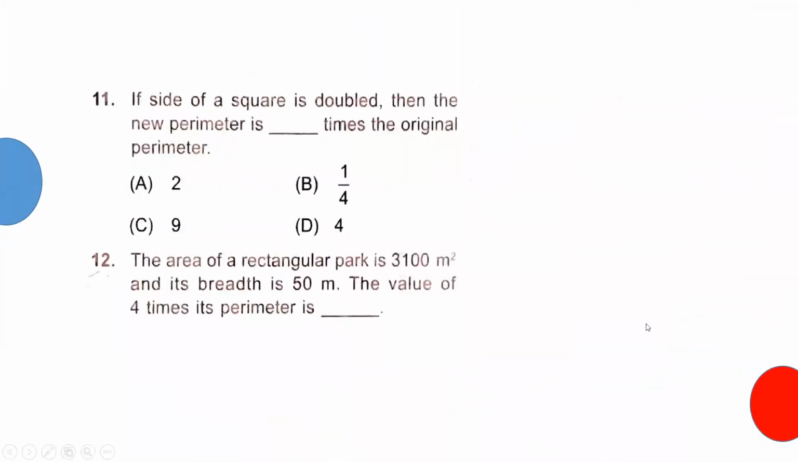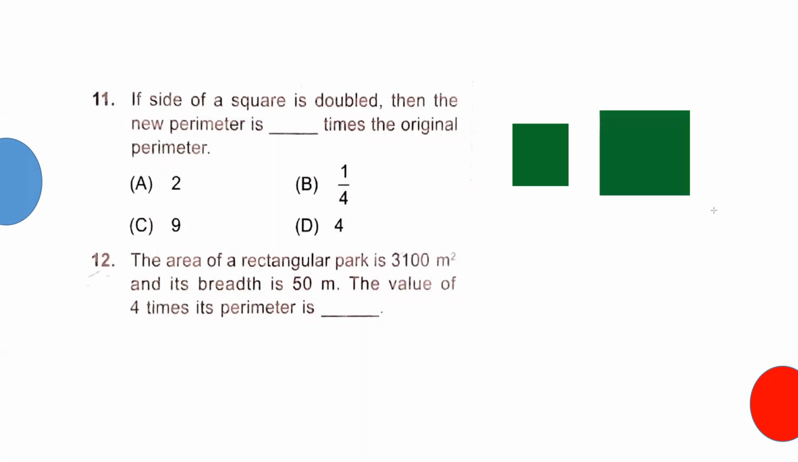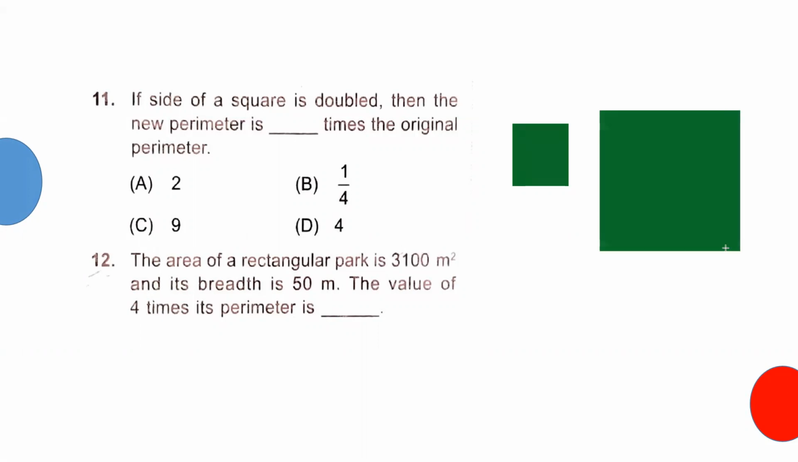It says if the side of the square is doubled, so we have a square. If the side of the square is doubled, then what will happen to the new perimeter? Suppose this is x, now here it becomes 2x. So what is the perimeter here? 4x. Here what will be the perimeter? 4 times 2x, that is 8x.